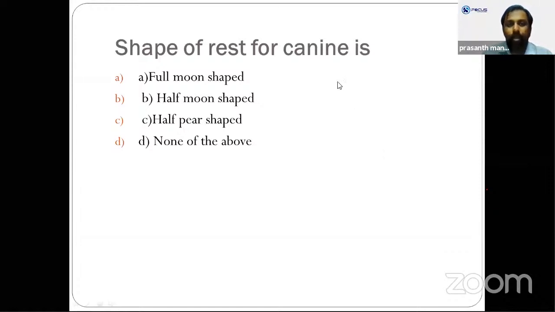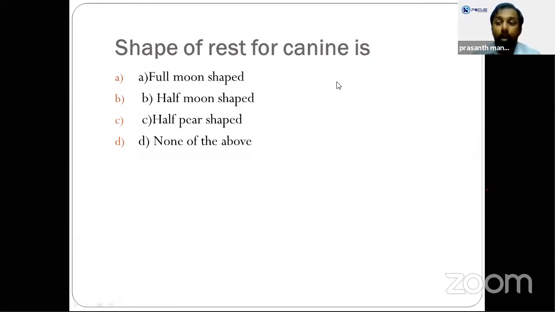Shape of the canine rest: it is half moon shaped when viewed from the facial aspect. Instead of this, you have other options: spoon shaped, V shaped, box shaped, none of the above. Shape of canine rest, which is spoon shaped, V shaped, box shaped, none of the above? It will be V shaped.